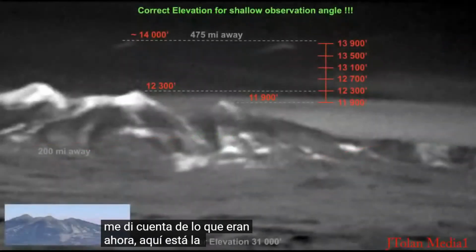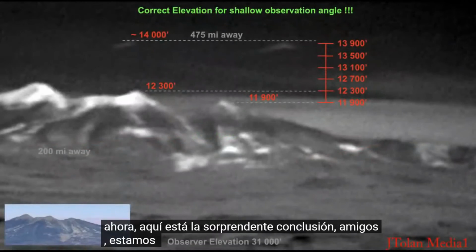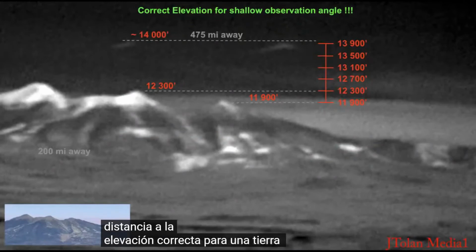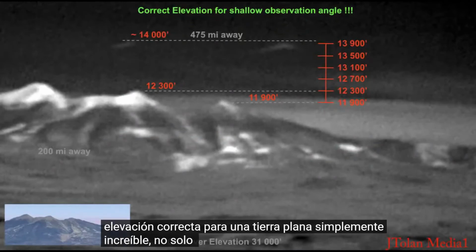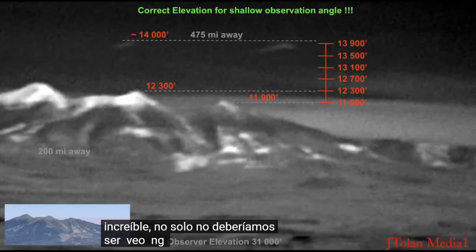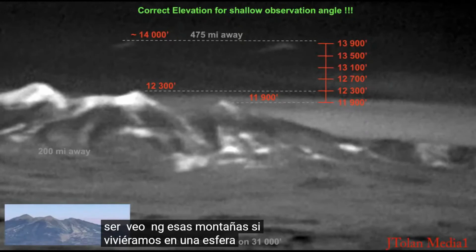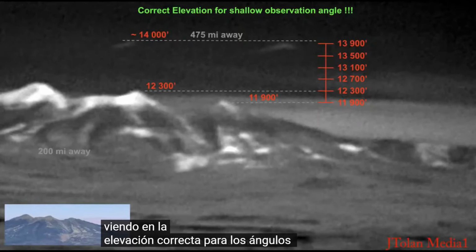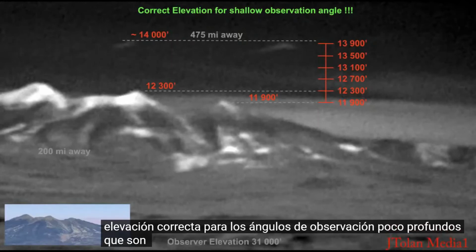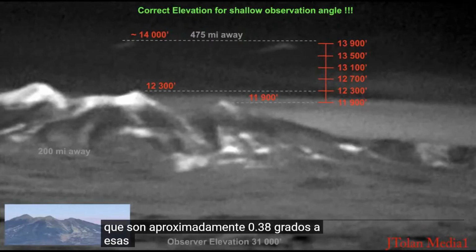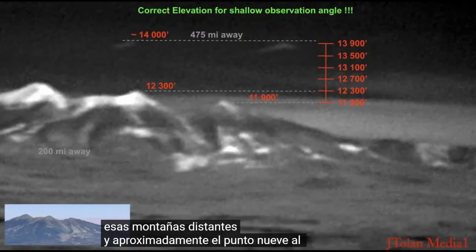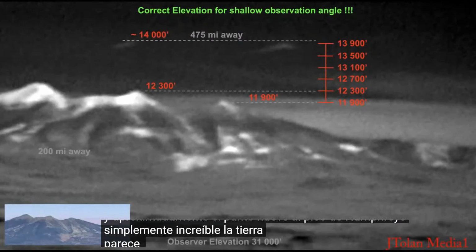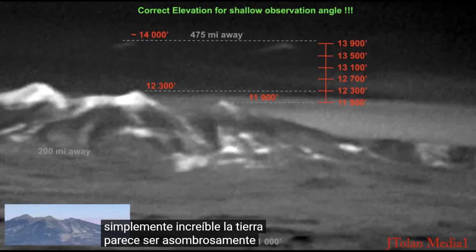Now here's the shocking conclusion, folks. We're seeing those mountains in the distance at the correct elevation for a flat Earth. Just incredible. Not only should we not be seeing those mountains if we lived on a sphere, but we're seeing them, and we're seeing them at the correct elevation for the shallow observational angles, which are about 0.38 degrees to those distant mountains and about 0.9 to Humphreys Peak. Simply incredible. The Earth appears to be astonishingly flat.